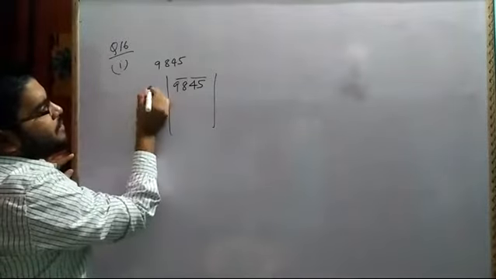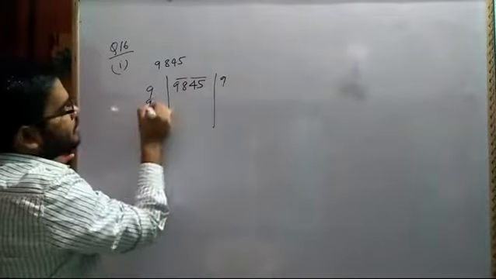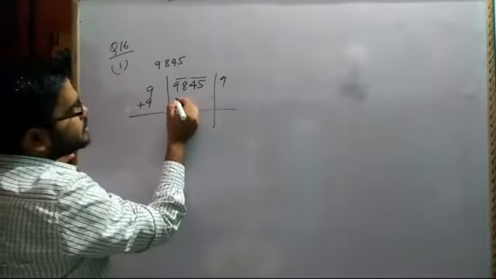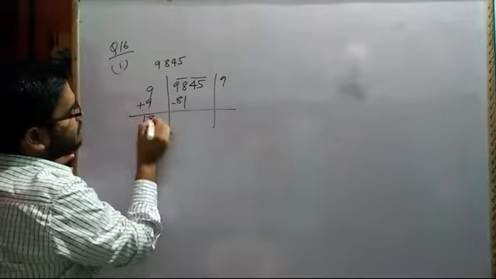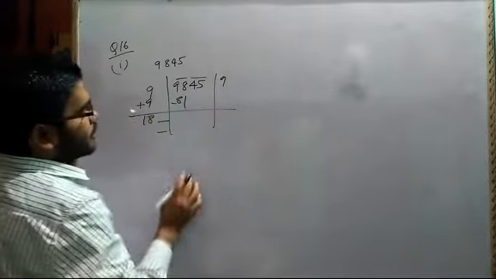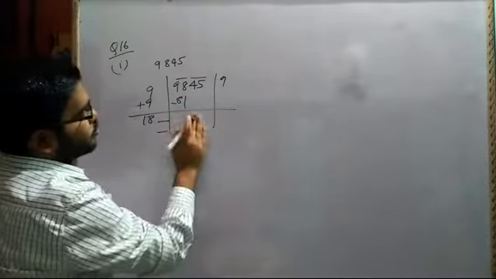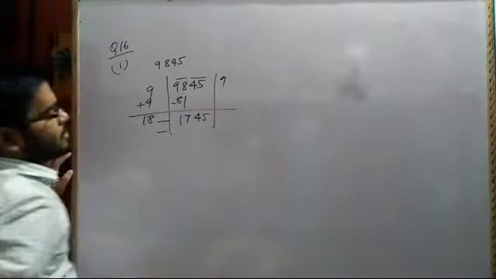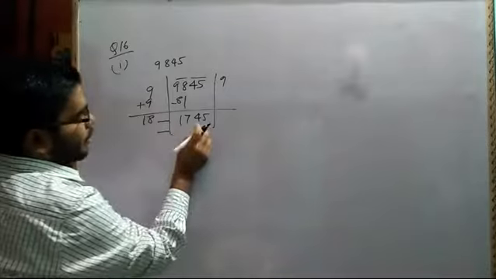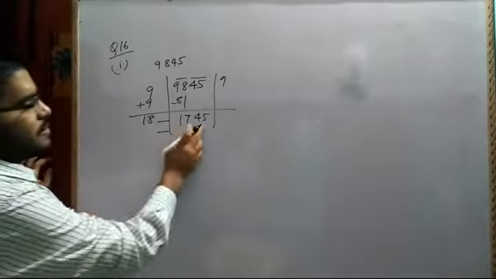Two pairing: 9 nines are 81. Subtract this: 98 minus 81 is 17, then bring down 45. Now, what number are you going to place here so that it will become 1745?